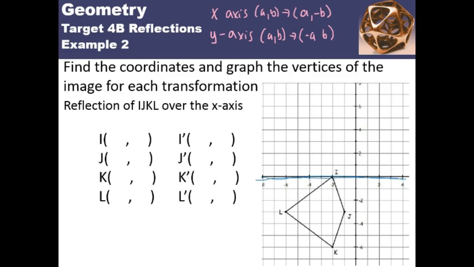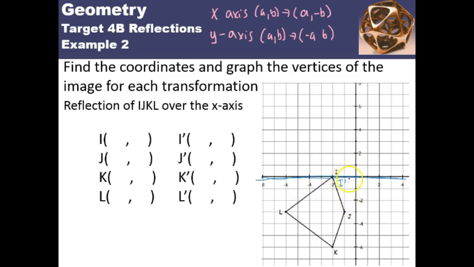Also, if your numbers are quite large, maybe you don't want to count that many, so you just use the rule. Okay, so here we go. But I is the point that is on the line, so I isn't going to move. So this is also I prime, so I'm just going to write I prime. Okay, but let's look at J.